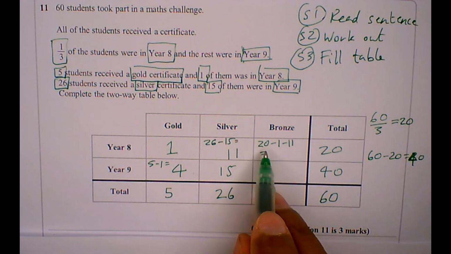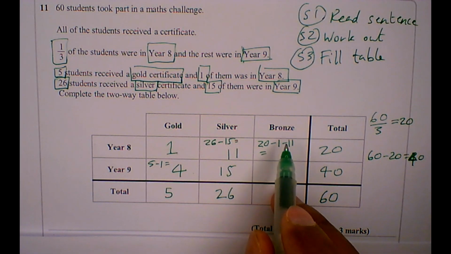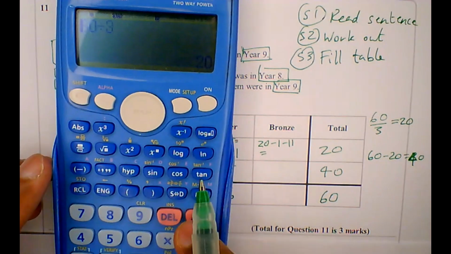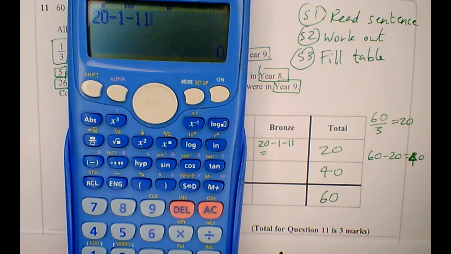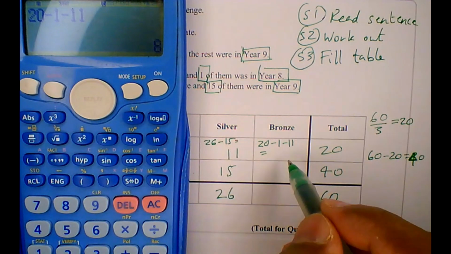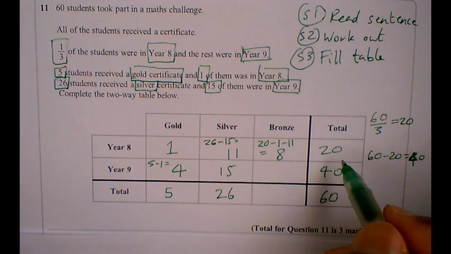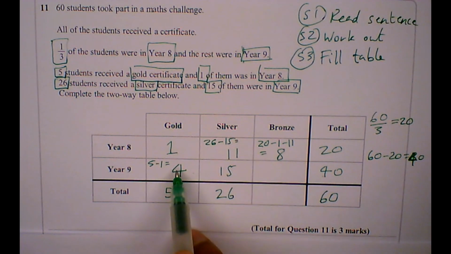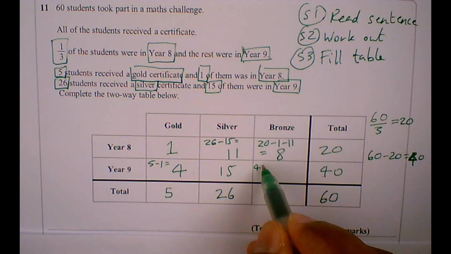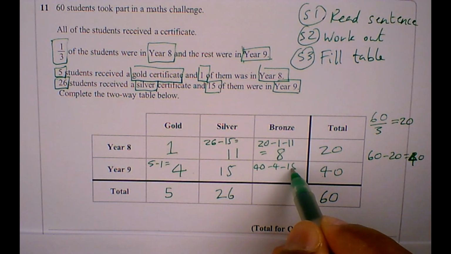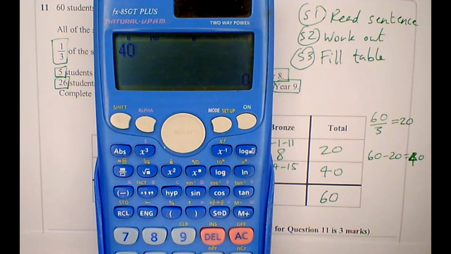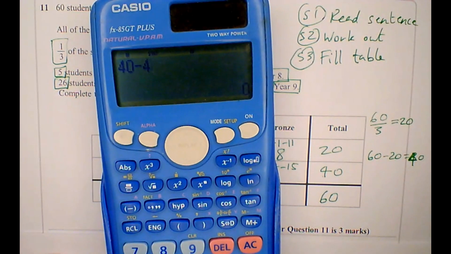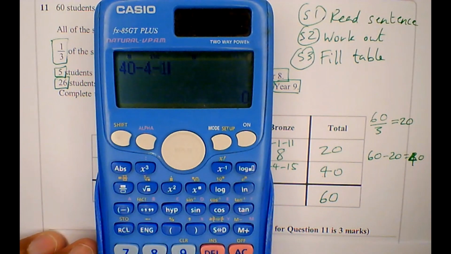20 take away 1 is 19. Let me use my calculator so I don't need to do it in my head. 20 take away 1 take away 11 gives me 8. So that's my answer there, 8. And I can do the same working out here. 40 take away 4, take away 15 gives me 21.